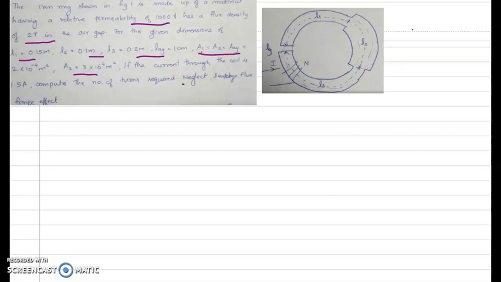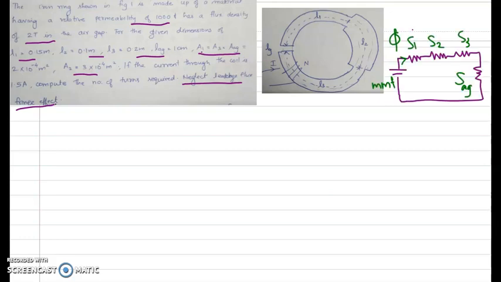Here one thing is given: leakage flux and the fringing effect you can neglect. That means lambda is equal to 1, so the flux in the air gap will be equal to the flux in the iron path. The first and foremost thing you need to do is draw the equivalent electric circuit. So this is the equivalent circuit. MMF is there, which is equivalent to the EMF. S1, S2, S3 and Sg are nothing but the reluctances, or the corresponding resistances.